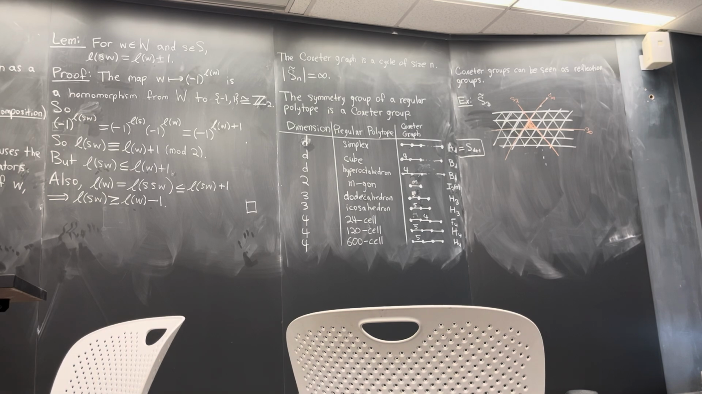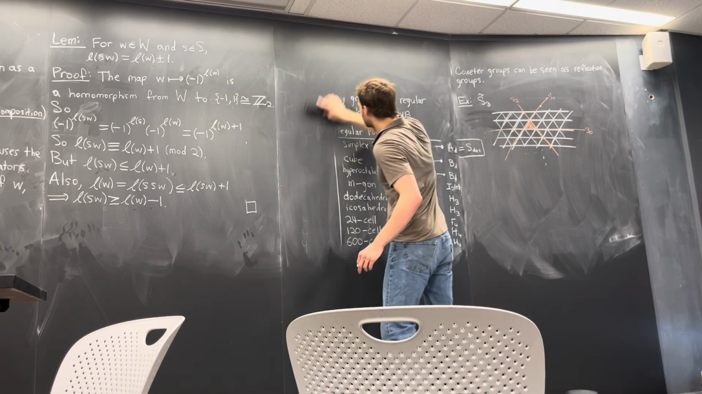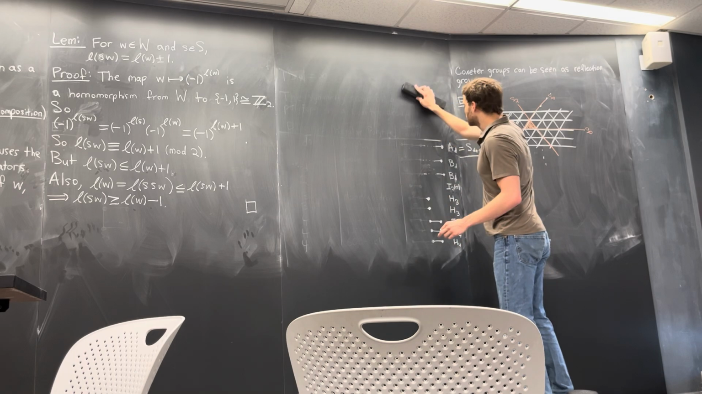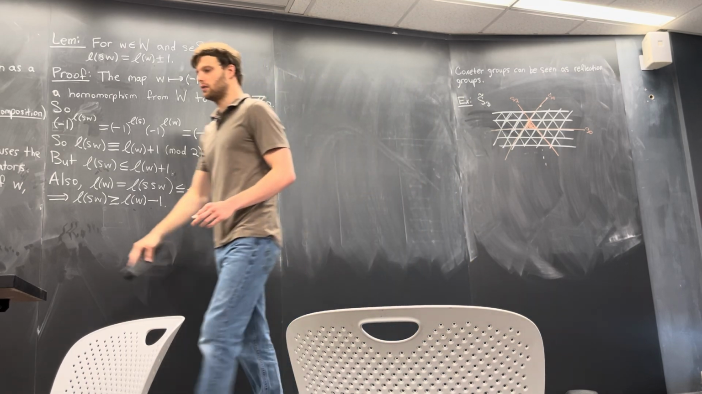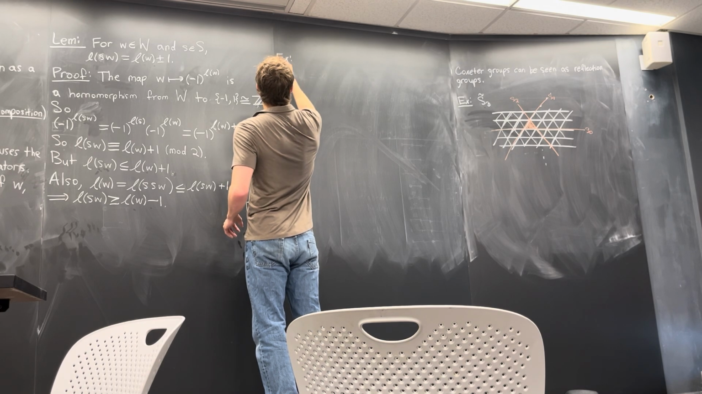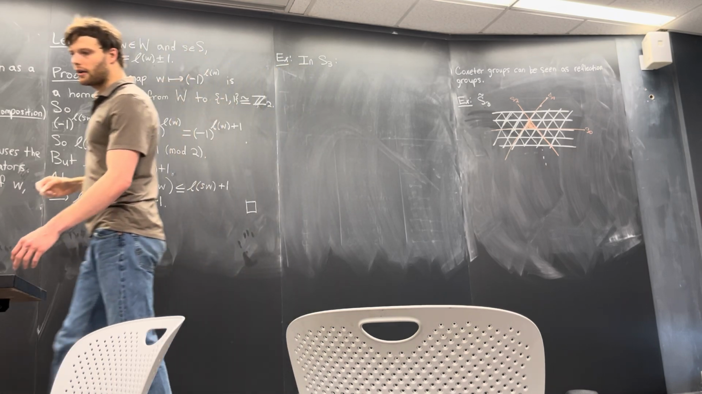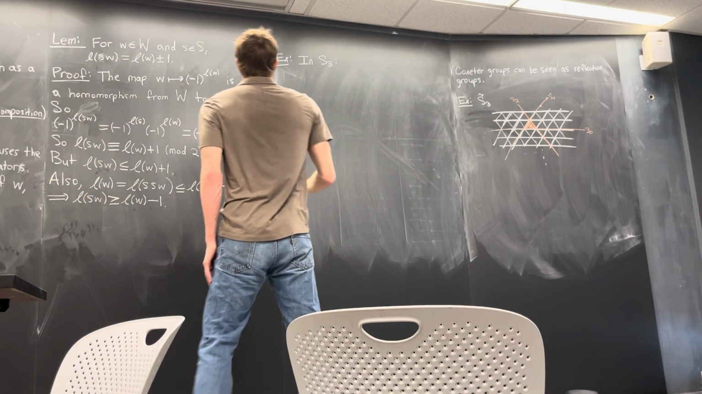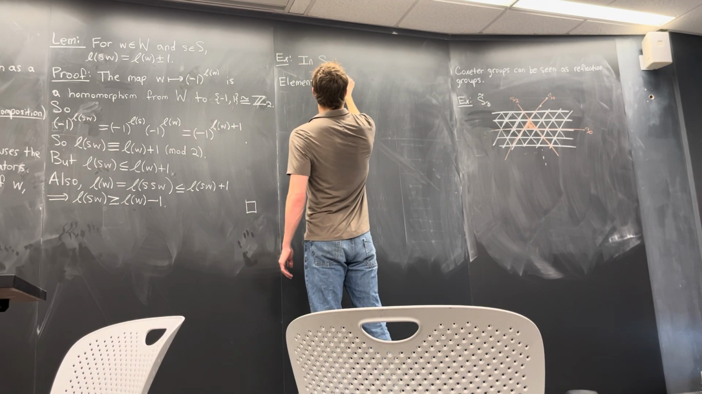Let me, I guess in the last 5 minutes, go through what this looks like in S3. So here's an example in S3. Let me write a table. So we have element and reduced words.